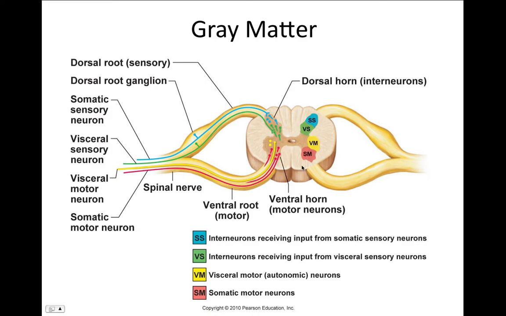And it's going to be a similar story with motor. So visceral motor is going to be found in the lateral horn, which is right over here. So you can see it over there.